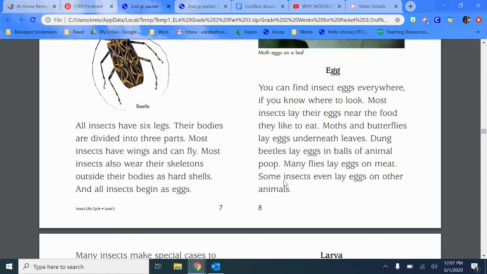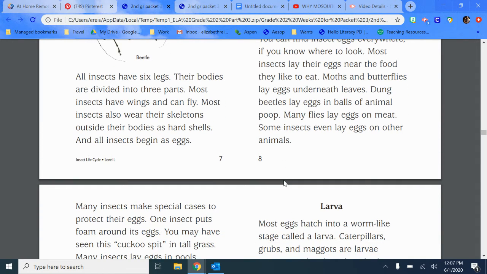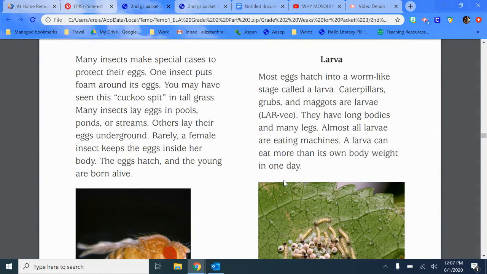You can find insect eggs everywhere, if you know where to look. Most insects lay their eggs near food, and they like to eat. Moths and butterflies lay eggs underneath leaves. Dung beetles lay eggs in balls of animal poop. Many flies lay eggs on meat. Some insects even lay eggs on other animals. Many insects make special cases to protect their eggs. One insect puts foam around its eggs. You may have seen this. Cuckoo spit in tall grass.